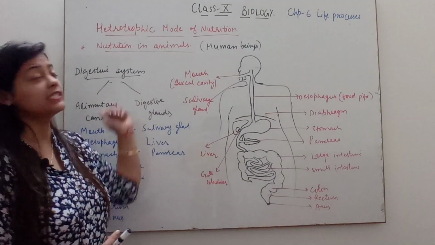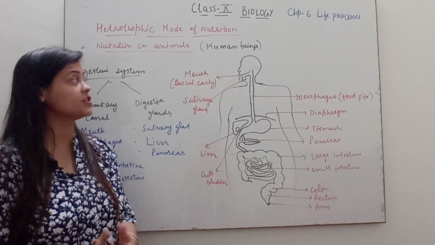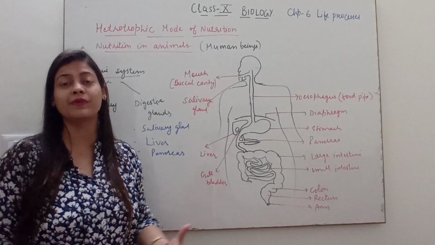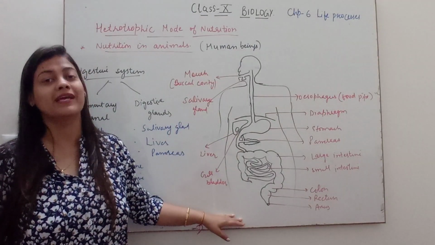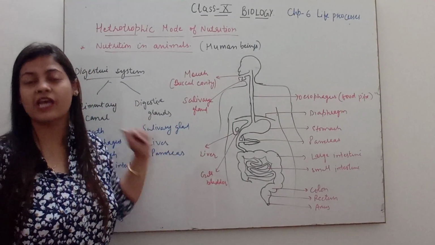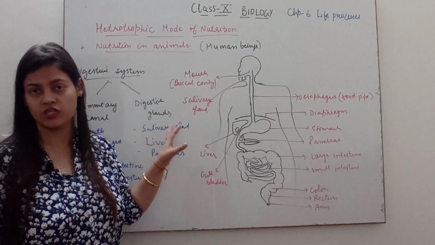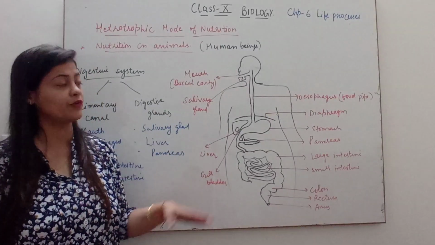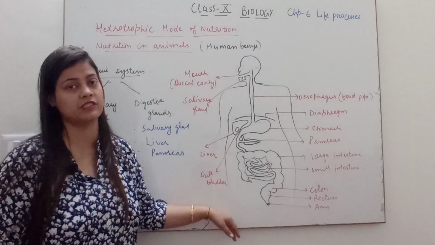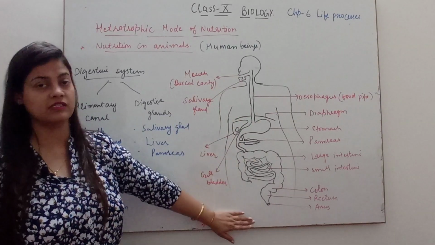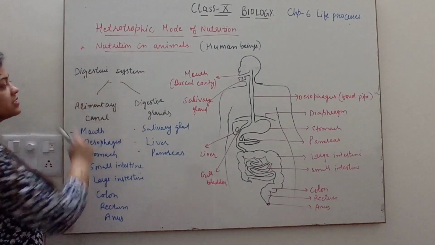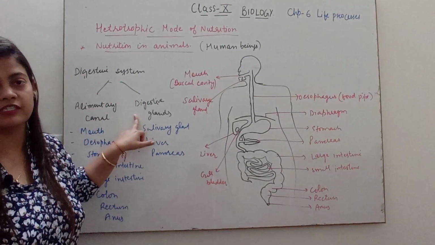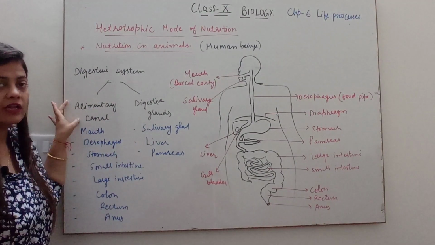Yes, so we will now see nutrition in human beings. Human beings are the most complex type of organisms, and we have a proper digestive system in our body which helps us do the nutrition process. All the steps in nutrition will be done by this digestive system. So this is the digestive system, and it is made up of two parts, that is the alimentary canal and digestive glands.